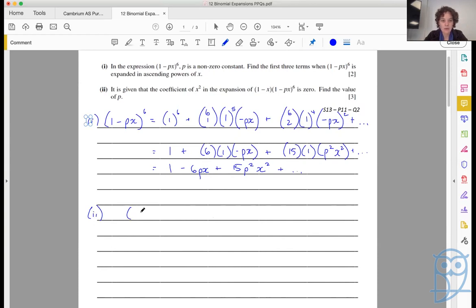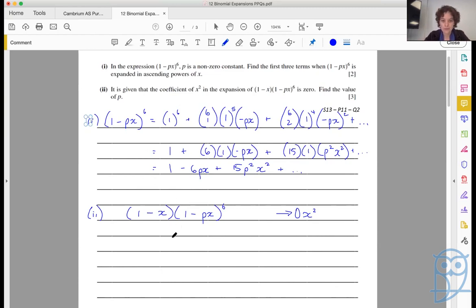Right, second part. We have now 1 minus x, 1 minus px to the 6. And it is given that the coefficient of x squared is 0. So we have a 0x squared. Find the value of p. Now, in order to get x squared, we would have to expand the whole thing. We'd have to look at this and this and this and what makes an x squared. And that's where we play detective and we think first. With a binomial, it's a great exercise in thinking first.